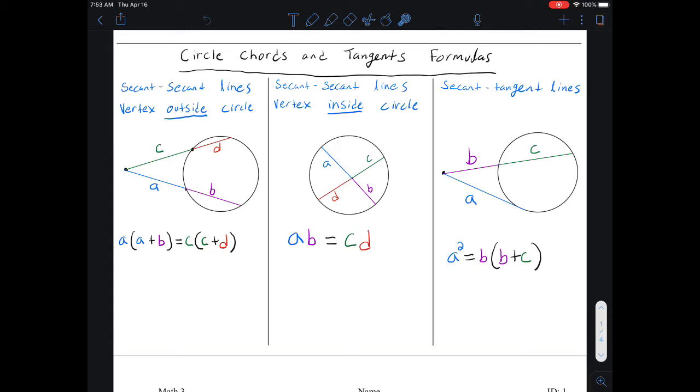If I have two secant lines that intersect and have a vertex that lies inside of the circle, the relationship between the line segments is that the product of A and B is going to equal the product of C and D. And lastly, if I have a secant and a tangent line, so a tangent line of A and a secant line of B and C, the relationship is A squared equals B times B plus C.